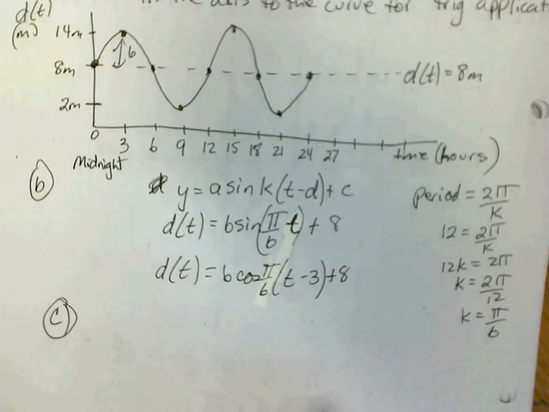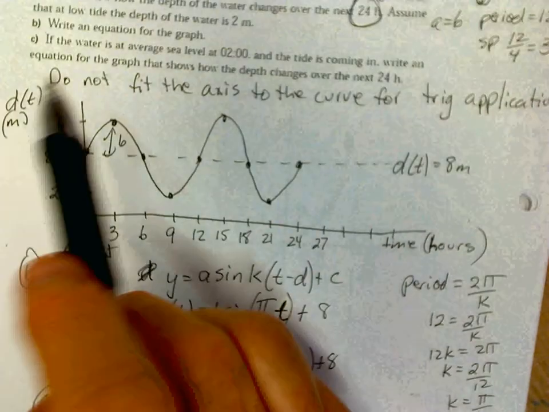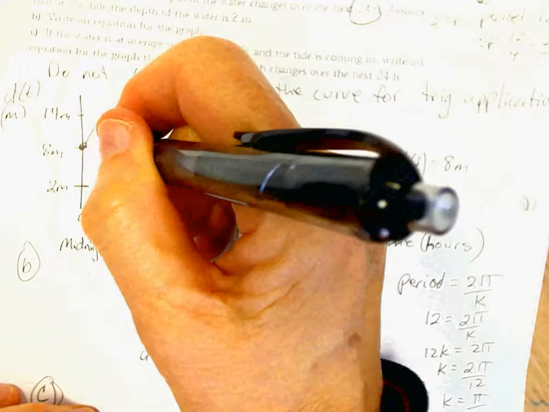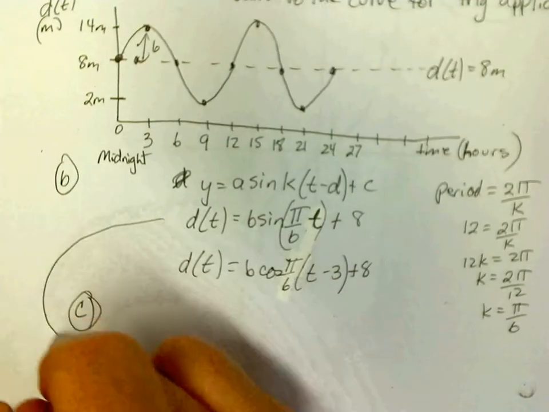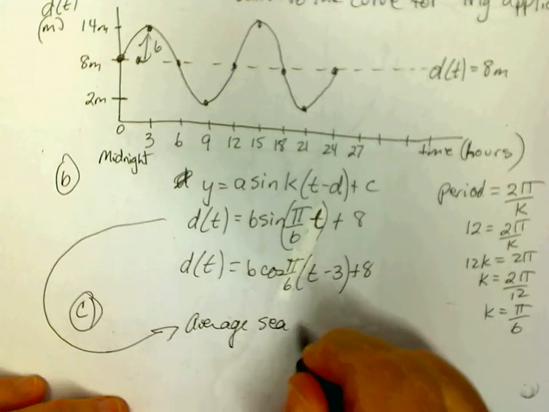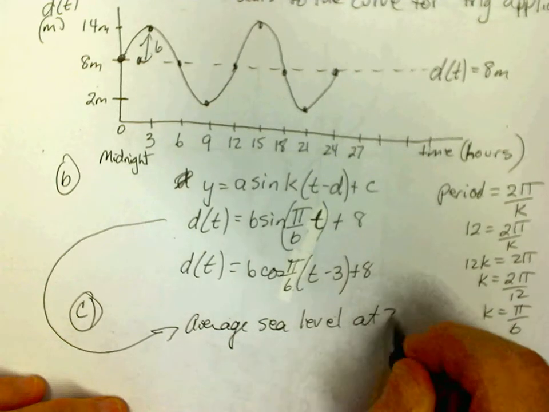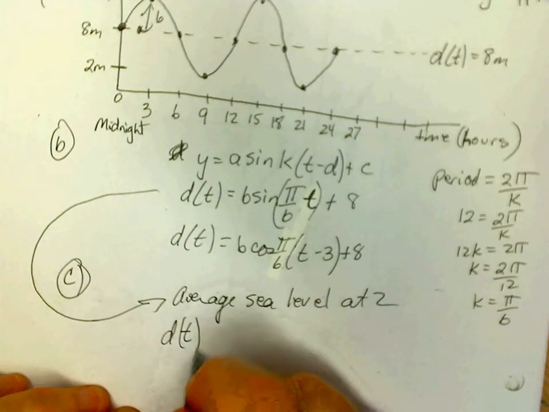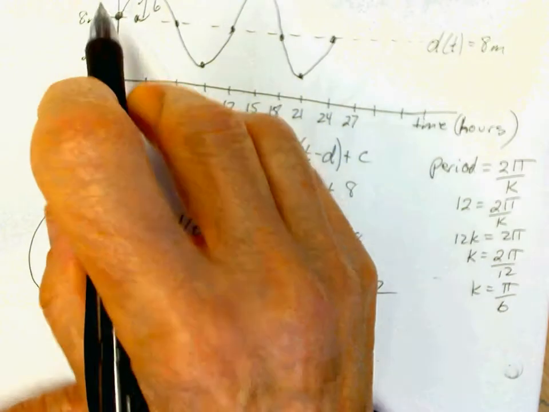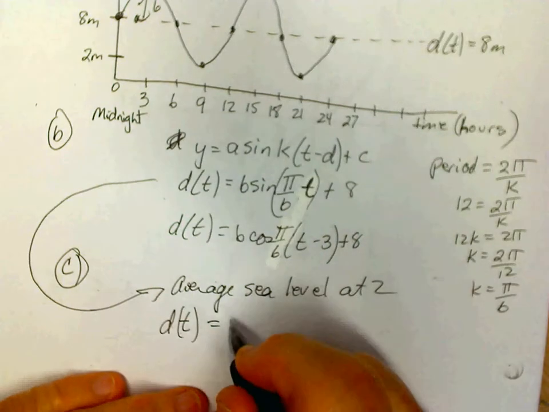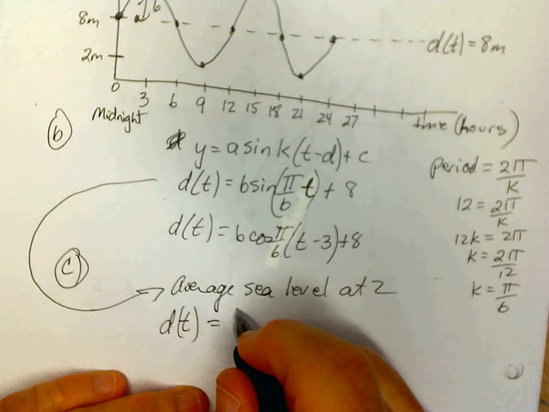Part C. Now, what if the water is at average sea level at 2? How would that change our sine equation? Any ideas? If all of a sudden that average was moved to there and it started there instead of there, what would happen? We'd have to put in pi by 6, then in brackets t minus 2. Perfect.